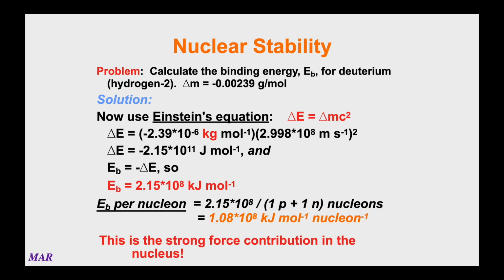Binding energies, a lot of times they'll talk about binding energy per nucleon, and a nucleon is just a particle in the nucleus. So in this example, we had 1 proton plus 1 neutron, or 2 nucleons. So if you take that 2.15 times 10 to the 8th, and you divide by 2, that's going to give you the kilojoules per mole of nucleons. And that's the amount that people feel is what the strong force contributes to keep the atom stable.